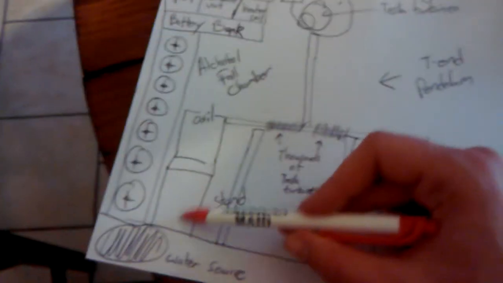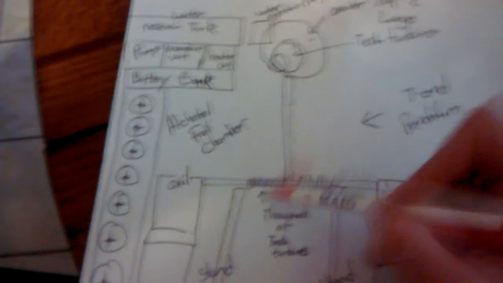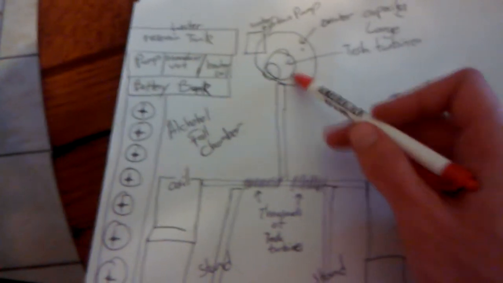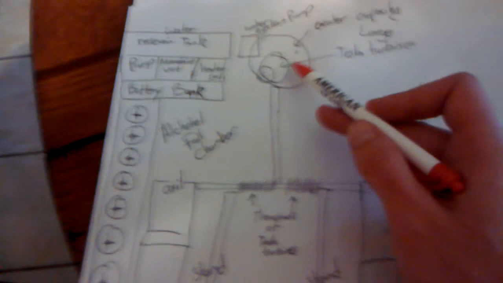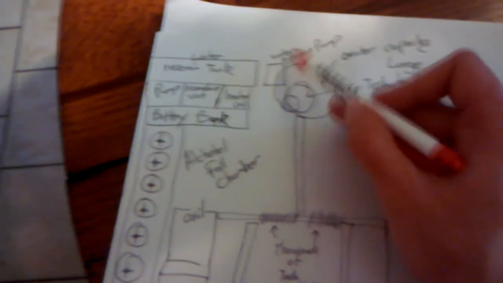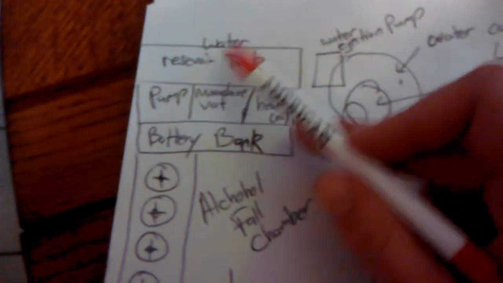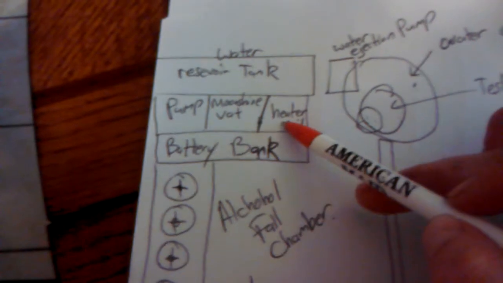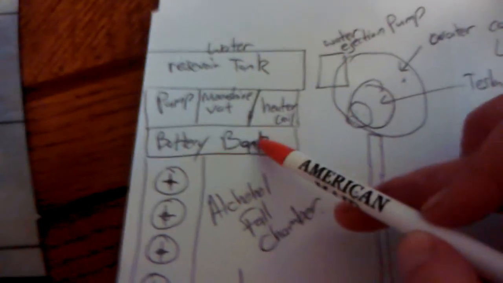If you were using water, and you somehow got water, you pump up the water, and then the Tesla turbine would pump it through and turn the generator and also lift the water 700 miles back into the air. And then your water ejection pump would eject the water into this reservoir tank. It says water reservoir tank. You have your pump, your moonshine vat, your heater coil, and your battery bank.